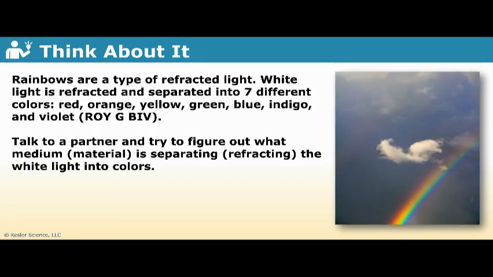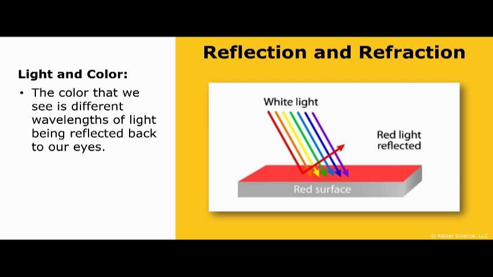Rainbows are a type of refracted light. White light is refracted and separated into seven different colors: red, orange, yellow, green, blue, indigo, and violet, known as Roy G. Biv. If you have a chance, talk to a partner and try to figure out what medium, which is a material, is refracting the white light into colors. Otherwise, just think about that on your own. I'm sure you could also talk to the teacher about it.